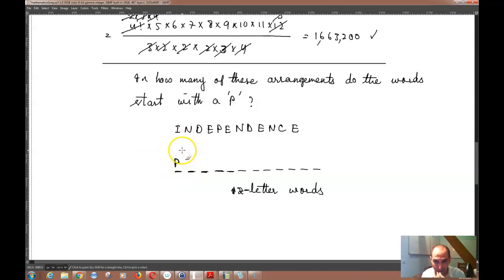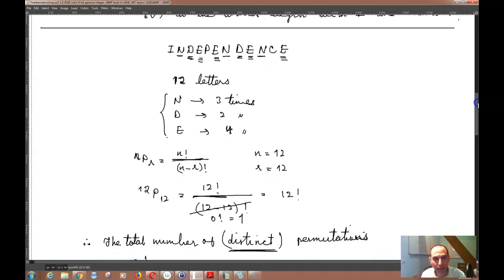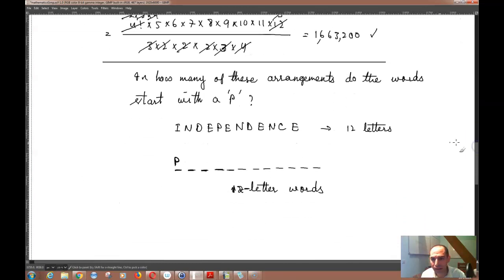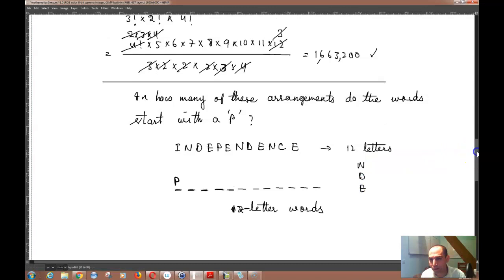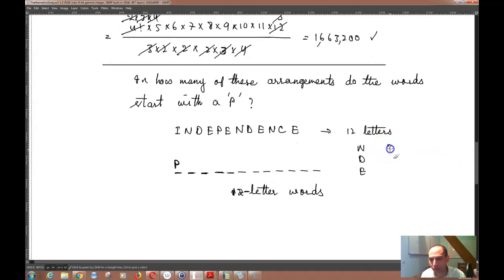And of course, you know that I have 12 letters in total here, and again, the same thing over here. N, D, and E are basically 3, 2, and 4 times. They appear 3 and 2 and 4 times.